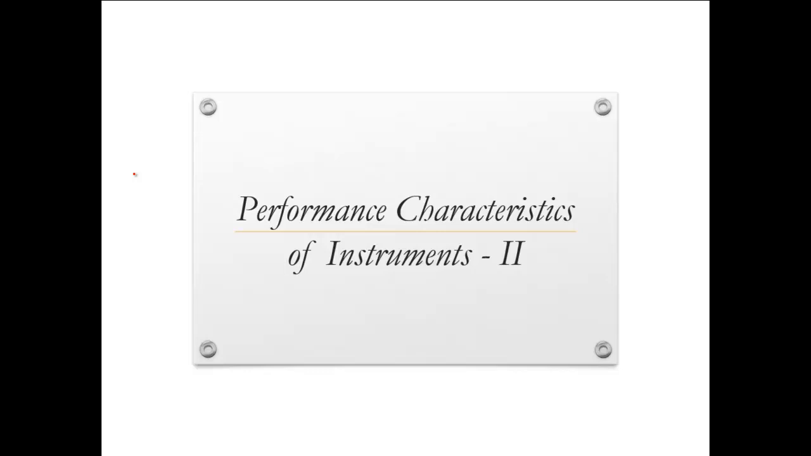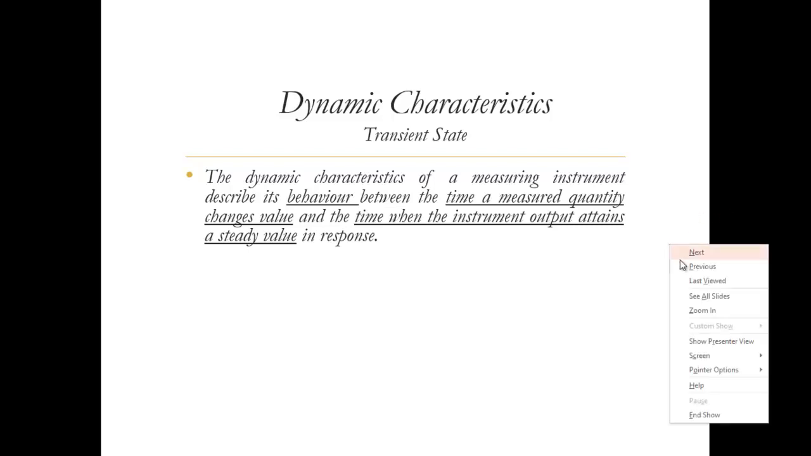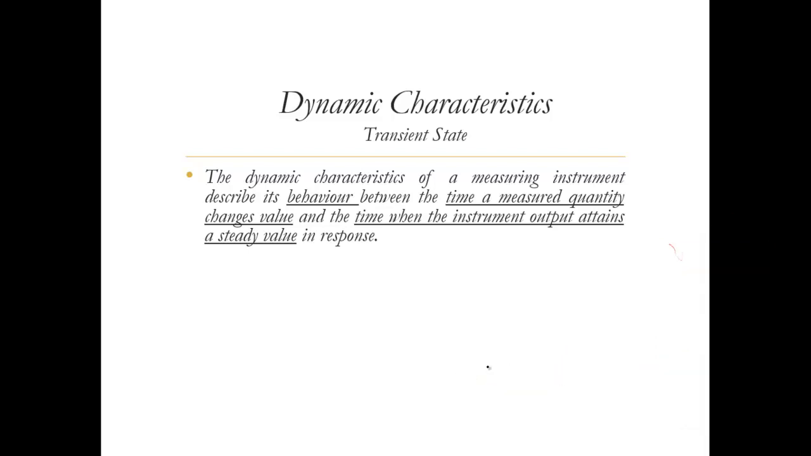Now we define the dynamic characteristics of the instruments. It describes the behavior between the time a measured quantity changes value and the time when the instrument attains a steady state in response. So in a very simple sense, if we assume that there is a step input, or a change in the quantity, for example, we want to measure the temperature of some liquid, and obviously we assume that this temperature is not changing. Let's say it reached a steady state where the temperature is constant, and we want to measure this temperature.